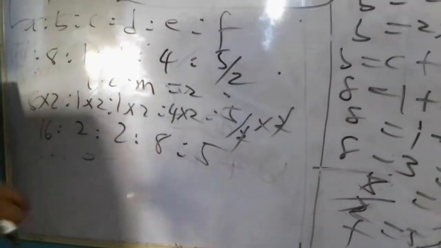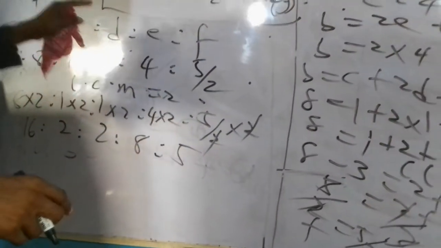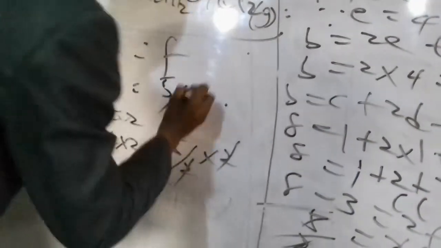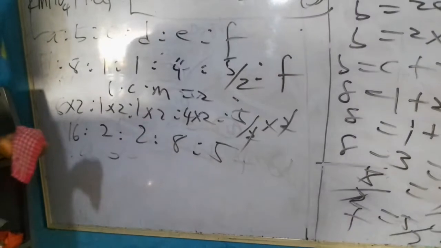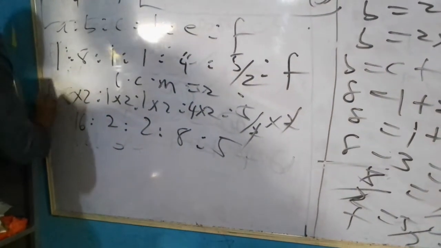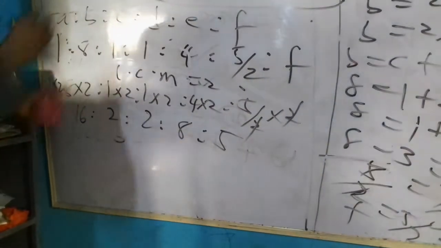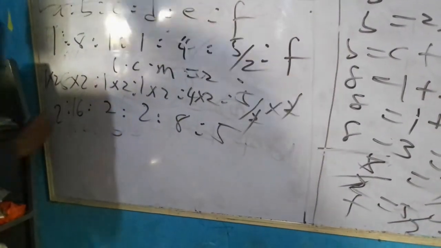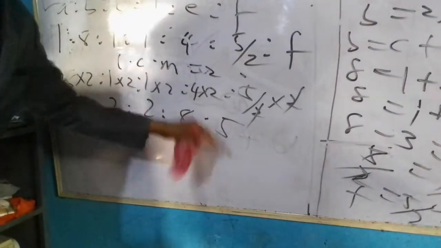Ratio 5. This is A, B, C, D, E, everything. Then you have A, that is A times 2. A : B : C : D : E : F. Our A is a constant value, which is 1, isn't it? That is 1 times 2. Then what is our B? We now have 1 times 2. That's 2 : 16 : 2 : 2 : 8 : 5.